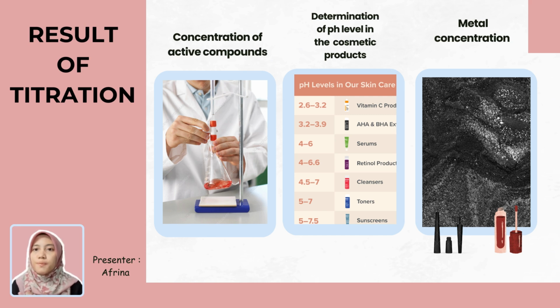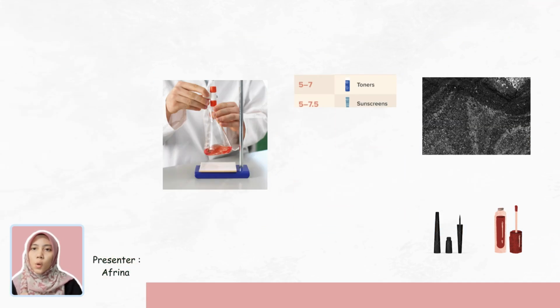Next, determination of pH level in the cosmetic product. The product is then stable and safe for the user. As you can see in this picture, there are many different pH levels in certain cosmetic products. Next, metal concentration. Metals like cadmium and mercury can be harmful even in small quantities, so manufacturers make sure to prevent potential risk to the user, so that the product is safe to use within the safe limit of metal concentration, in cosmetic products such as eyeliners or lipstick.